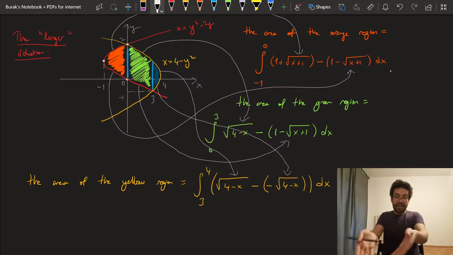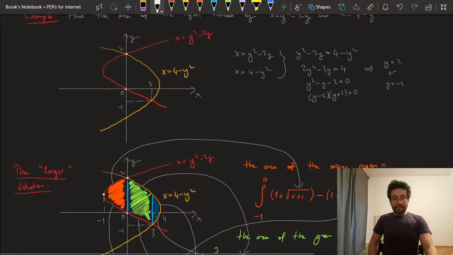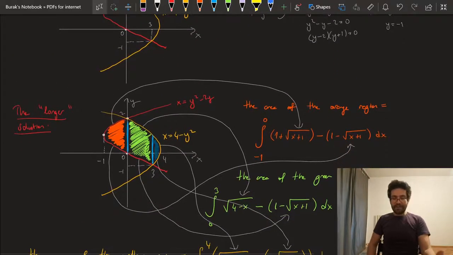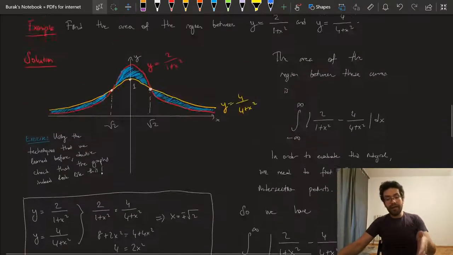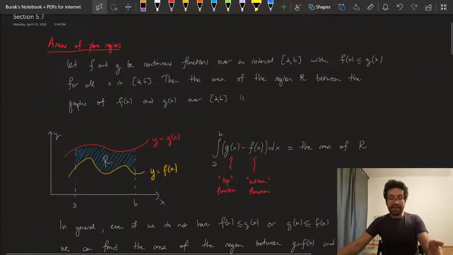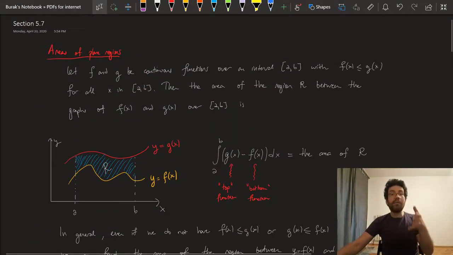It's not incorrect. Find these integrals, add them up, we will get the area. But the point is, there's an easier way. I shouldn't have done this. Why? Why did I have to do this? Because I insisted on using the formula that I learned as is, as an integral with respect to x.